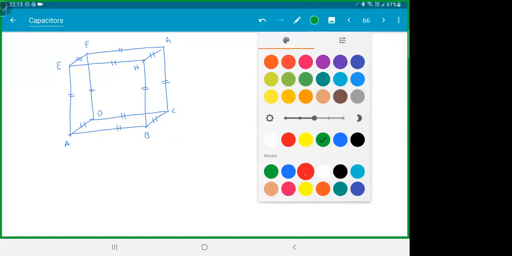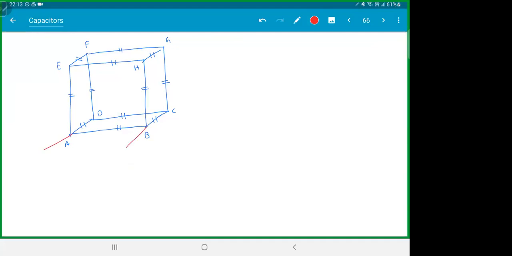Now you want to go from A to where? A to B. Okay, now listen carefully. See, symmetry, this is how you see. From A to B, in how many ways can you go? You can go directly from A to B, or you can go from A to D, or you can go from A to E. So who is symmetrical here?